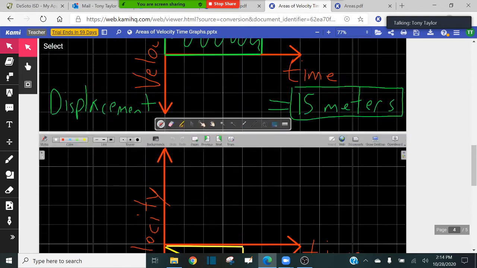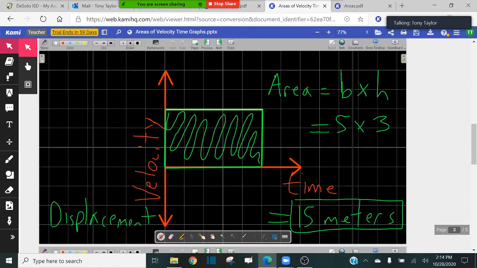By the way, I want to prove to you guys why the units are in meters for a velocity versus time graph, and I'm going to prove that to you right now. Oh, let me erase this here.